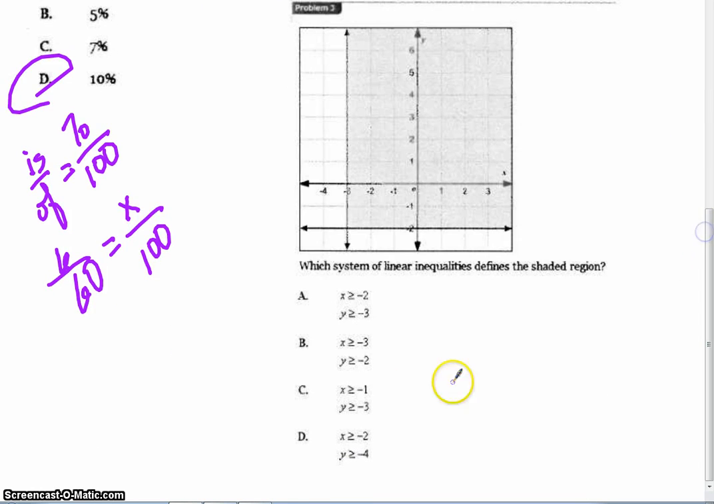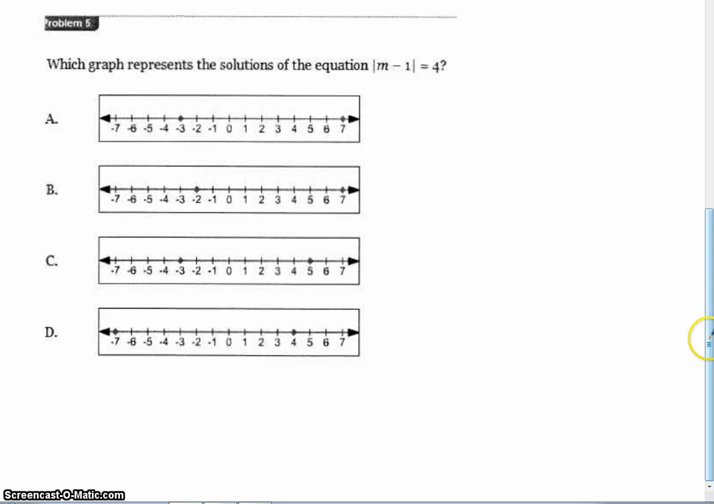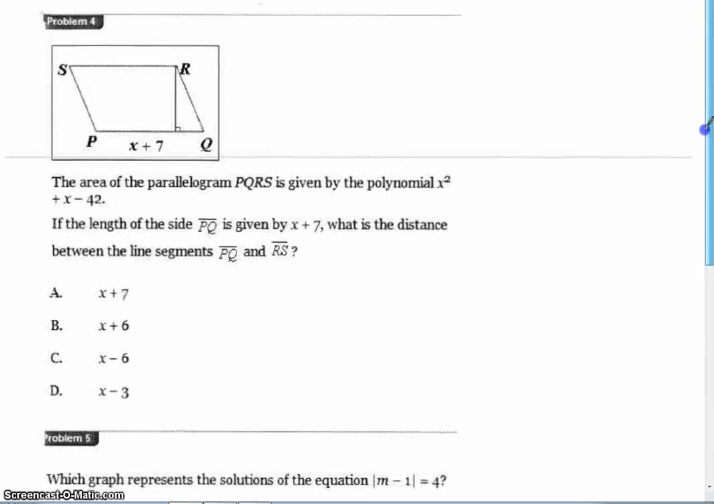Number 3, which system of linear equations defines the shaded region? Okay, this right here, negative 3 is on the x, so negative 3 has to go with x. It can't be that. It can't be that. It can't be that. Guess what? Just found your answer. You would also look and see that negative 2 was on y. So, yes, that's right too. Never hesitate to rule things out to find your answer. That's not a bad thing.